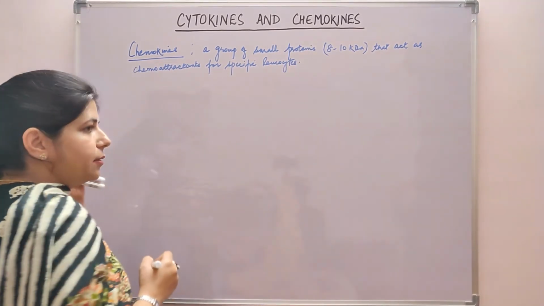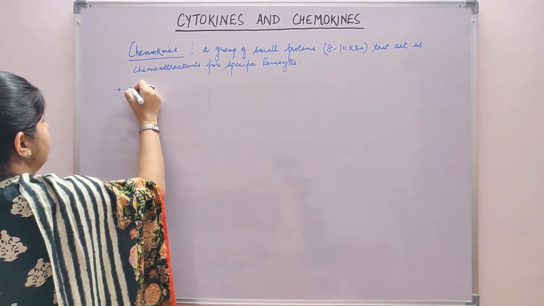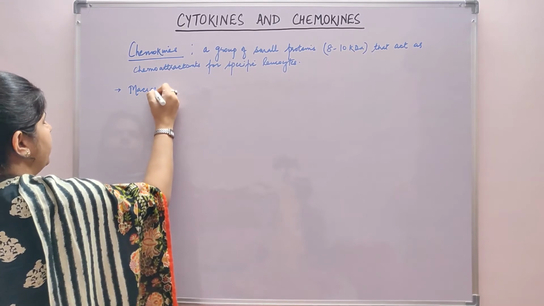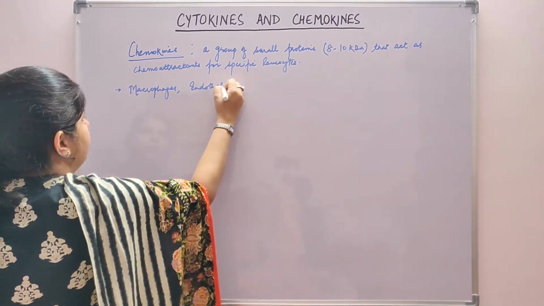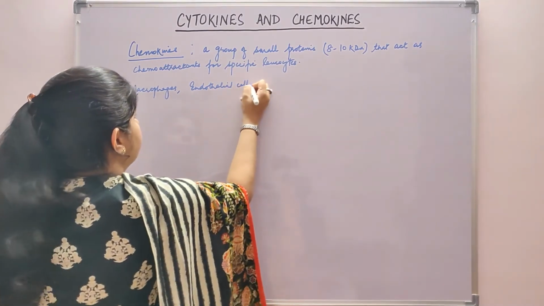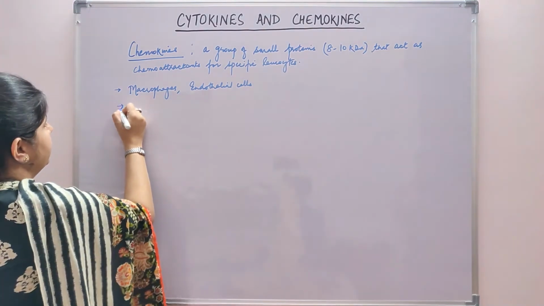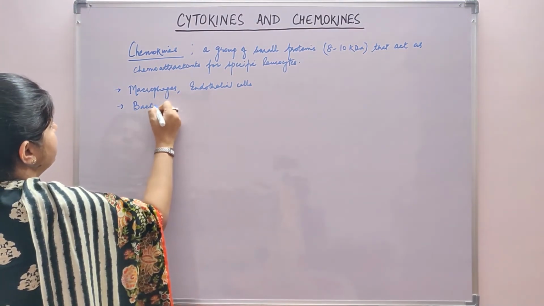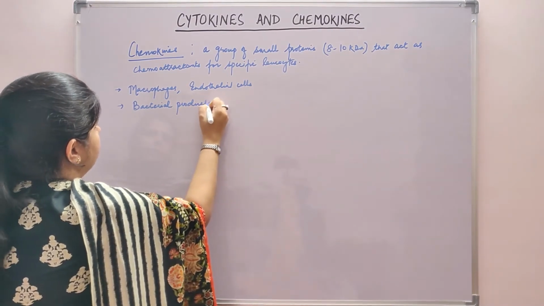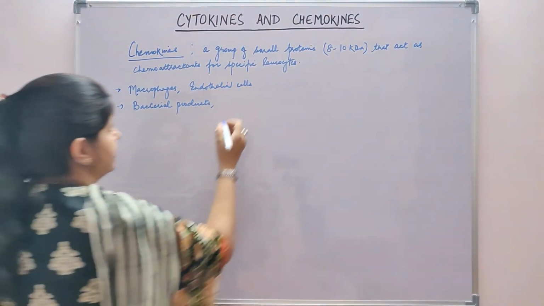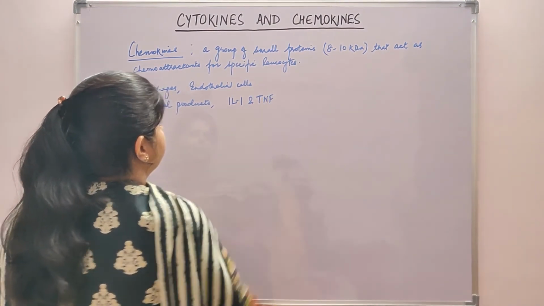And what are the cells which are producing the chemokines? These are mainly the macrophages and endothelial cells. And what induces chemokine production? Chemokine production is induced by bacterial products and other cytokines, mainly interleukin 1 and TNF.